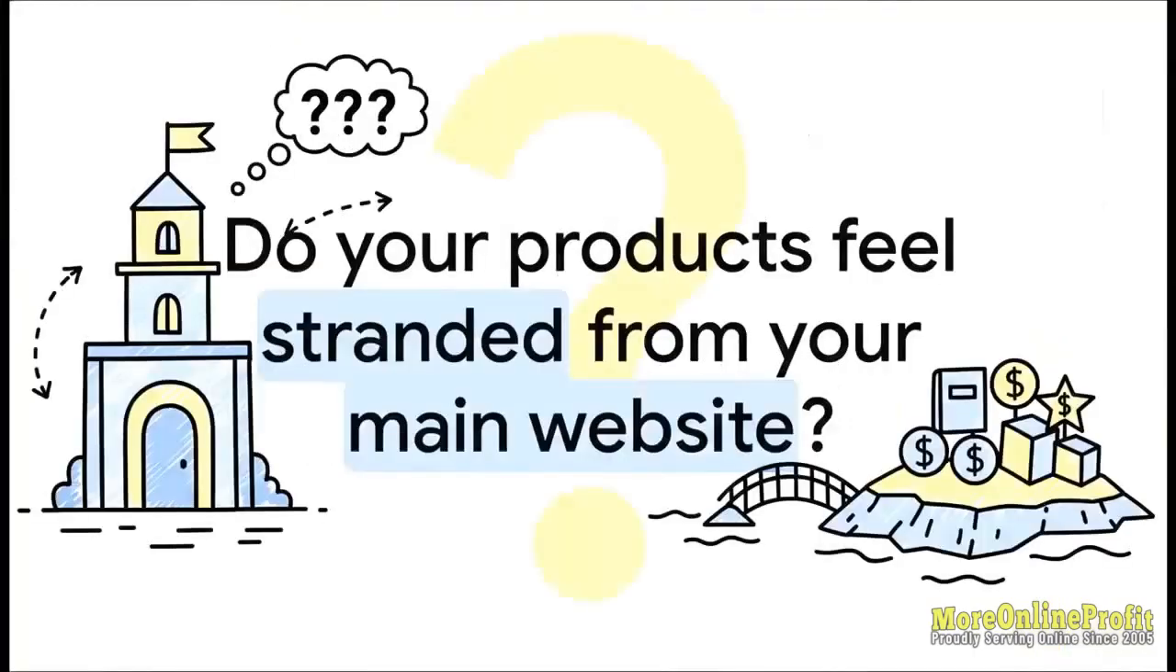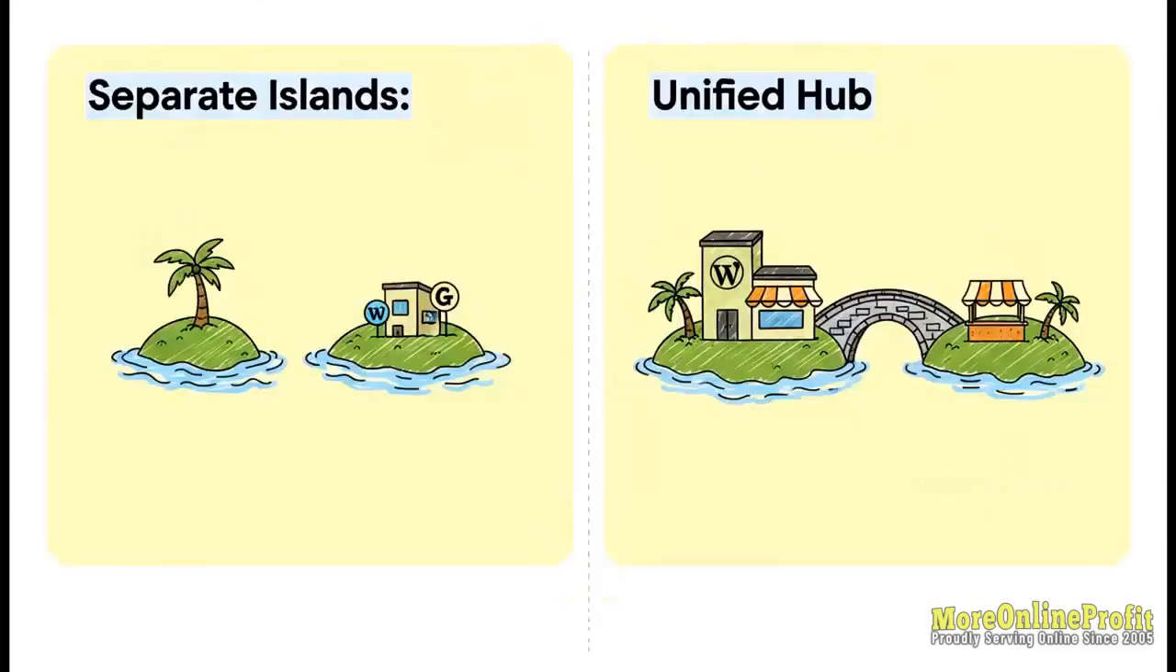Does this sound a little too familiar? You've poured all this effort into building a beautiful home for your brand on WordPress, but your products are kind of stuck over on this separate Gumroad island. It forces your customers to leave your site just to see what you're selling, and it creates this choppy, disconnected experience.